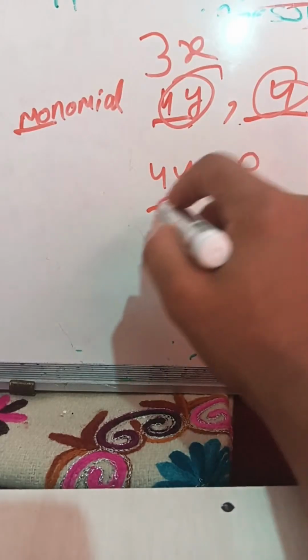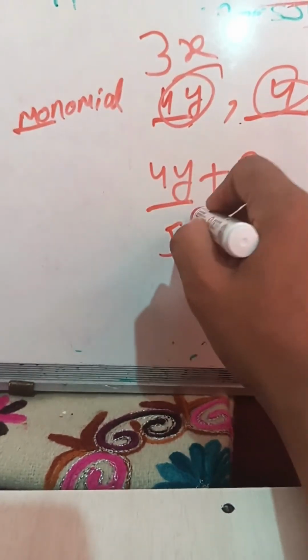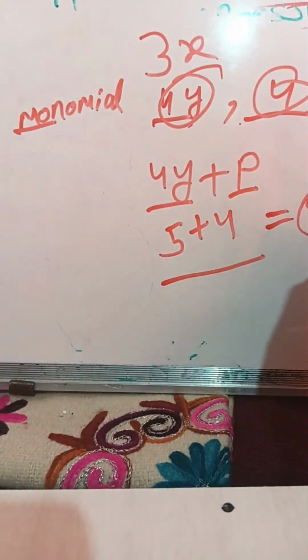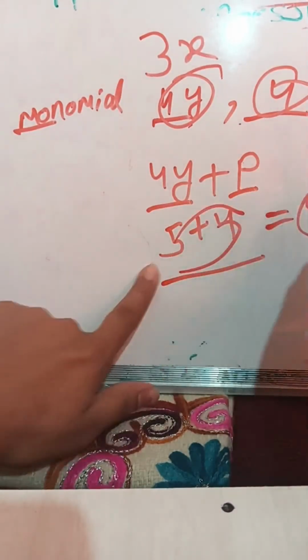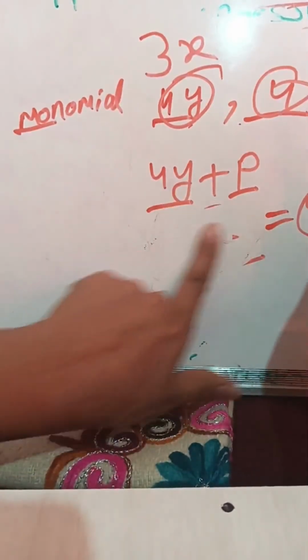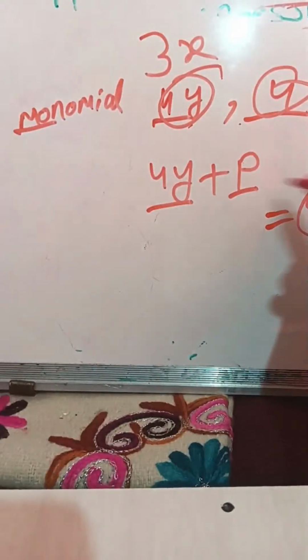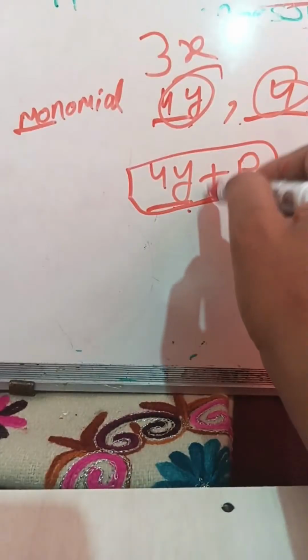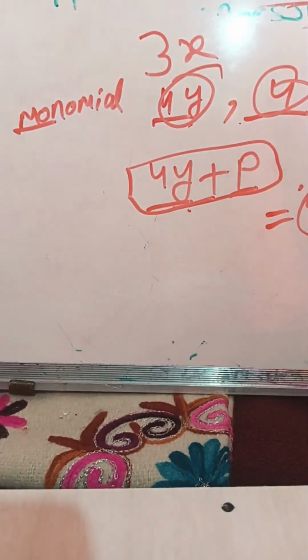If I write 5 plus 4, is this two terms? No, 5 plus 4 is equal to 9. It is a single term, because they are both constants and can be added. So it's a monomial. But if we have 4y plus 5, then it is a binomial.